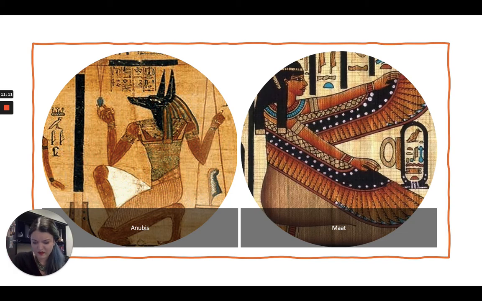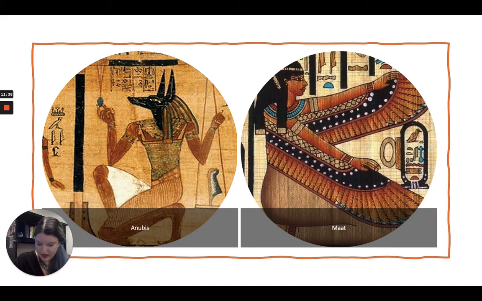Then we have Maat. Maat is the goddess of truth and justice. Sometimes she is portrayed as just a feather. Sometimes she's portrayed like this, where she has wings, which is a little confusing because she looks very much like her sister Isis, who we will talk about in a minute. But oftentimes she's just shown as a feather with scales, not scales like a lizard, scales to weigh things, like the scales of justice.